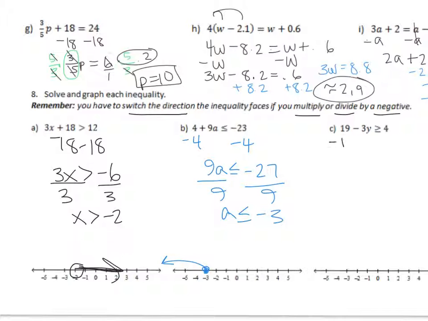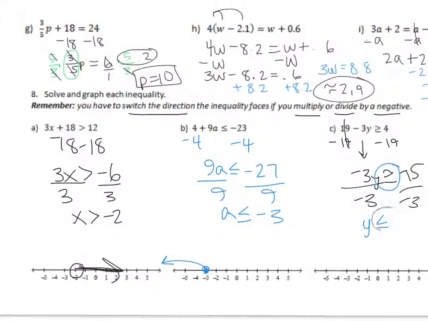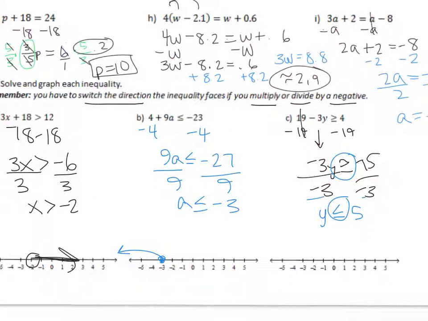And then I subtract 19, bring down a negative 3y greater than or equal to negative 15. Divide by negative 3. So it's y is less than. I change because I divide by a negative. So this is going to be a closed dot shaded to the left.